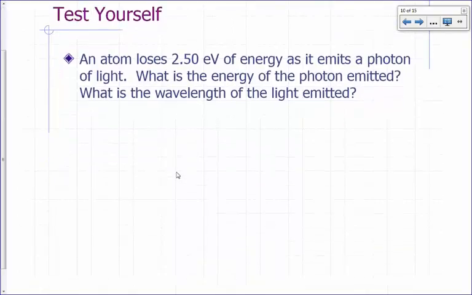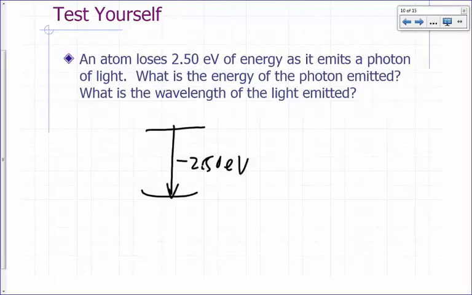Okay. So here's a question. An atom loses 2.5 electron volts of energy as it emits a photon of light. What's the energy of the photon emitted? You should take 2 seconds to answer. 2.5 electron volts. If it loses 2.5 electron volts, that 2.5 electron volts is carried by the photon, right?